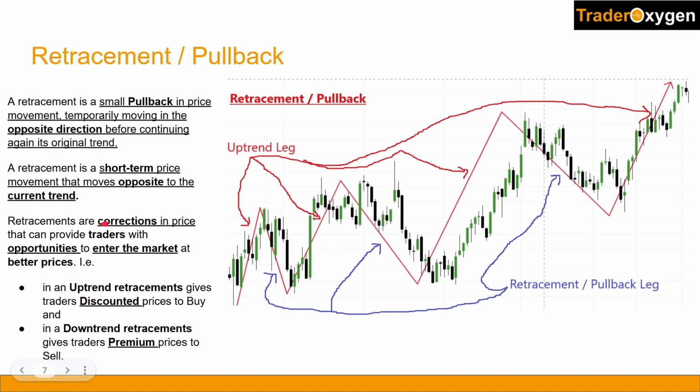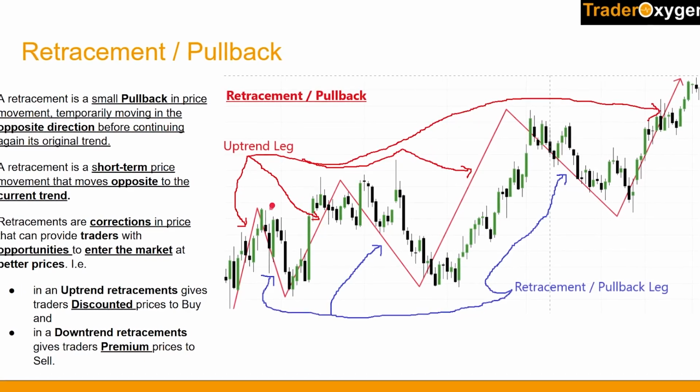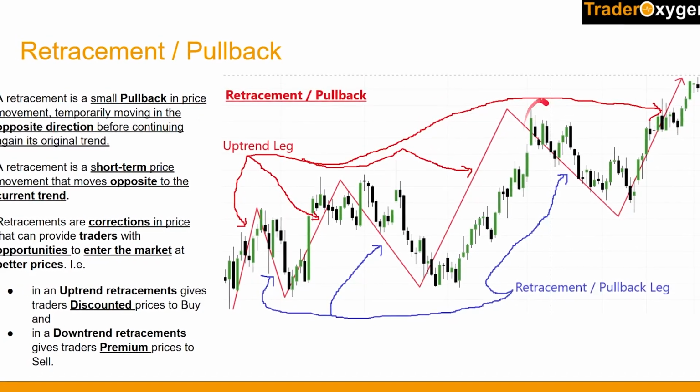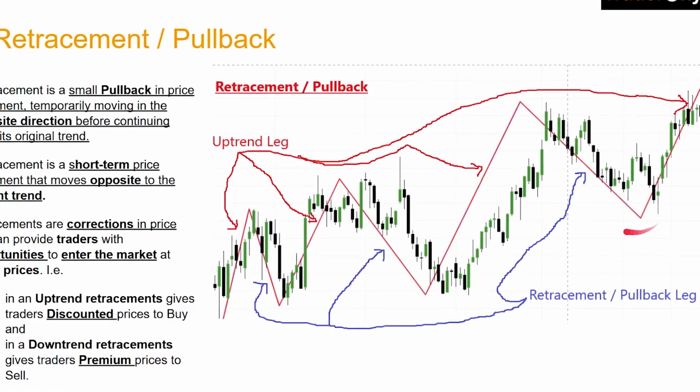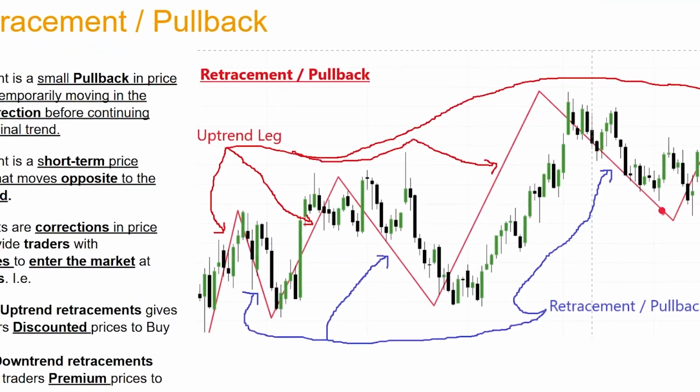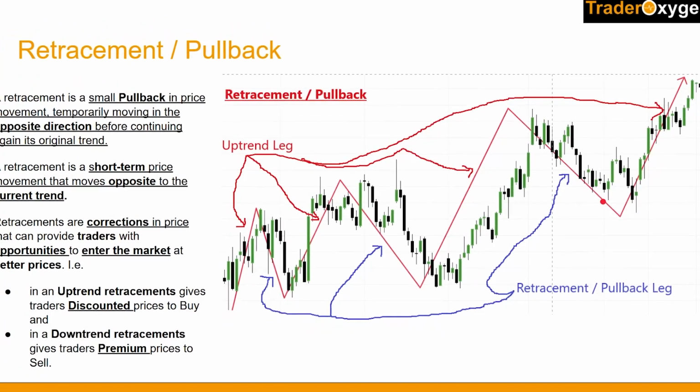Because retracements are corrections in the price that can provide traders with the opportunity to enter the market at a better price. What that means is, in an uptrend, usually traders buy. That's true. However, when the price is high, if you buy at higher prices, you can make less profits. So it's always better to get a discounted price and then enter into the market. Enter into the market means buy.